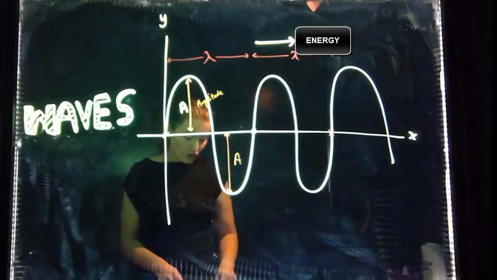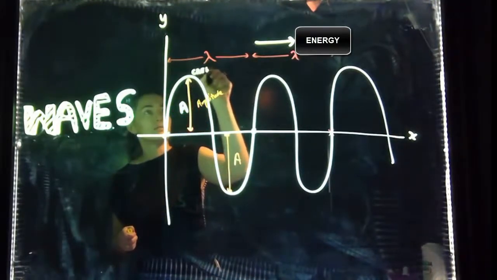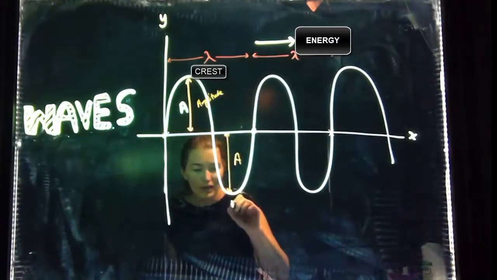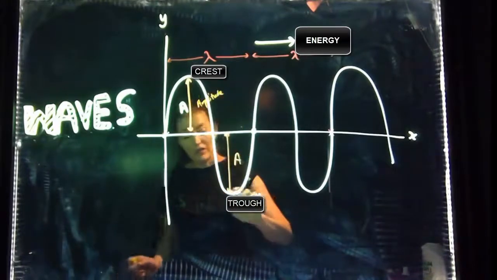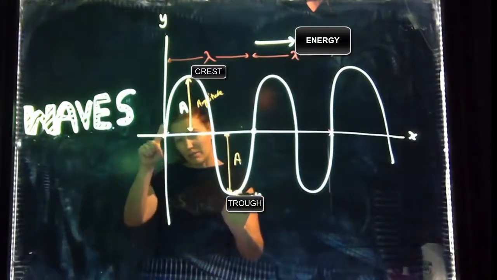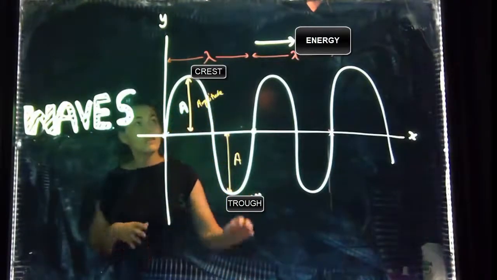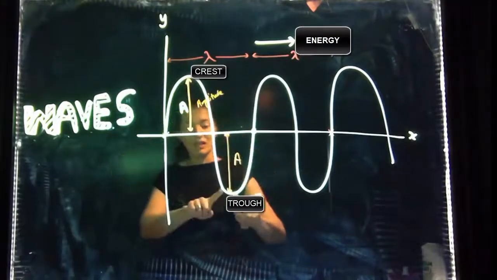Okay. Now the top of the wave here is called the crest. And we sort of can relate to that, the crest of a wave. The bottom part here is called the trough. So the crest and the trough, those exact points at the maximum amplitude, represent the height and the depth of the wave. So we've got the wavelength, each step, the amplitude, the crest and the trough.